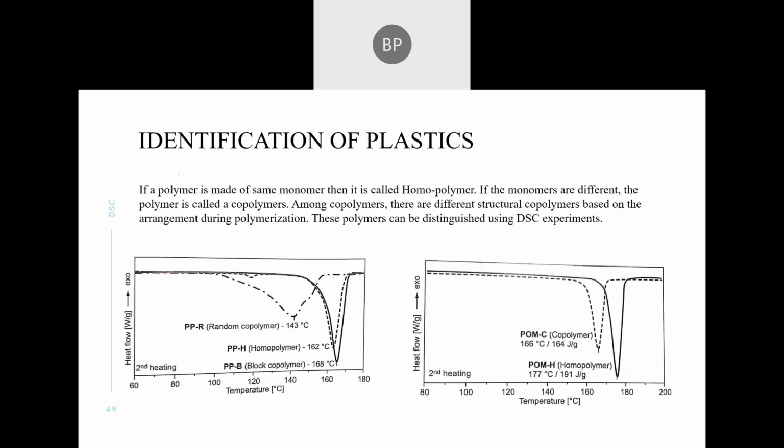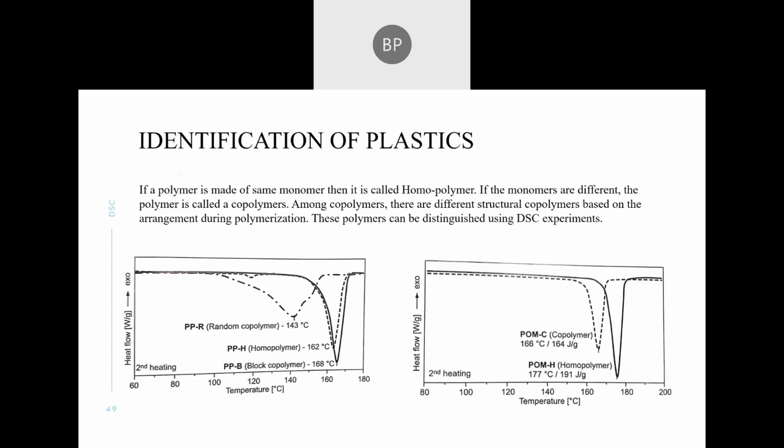Next. As you can see, most of the polymers are made from a single monomer. But if a polymer is made from 2 to 3 monomers, then it is called a copolymer. And even in these copolymers there are different types based on the arrangement of these 2 or 3 monomers, like you can say block polymer or random polymer or graft polymer and so on. And these categories can also be distinguished using these DSC curves by melting temperatures.